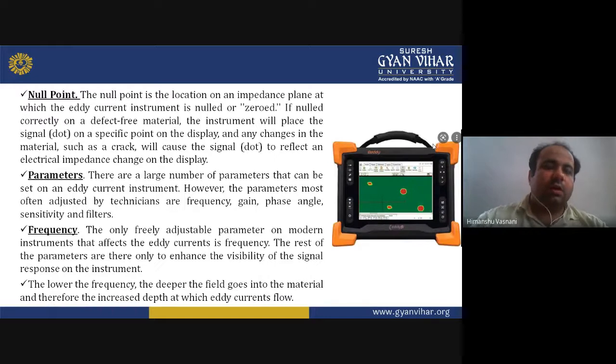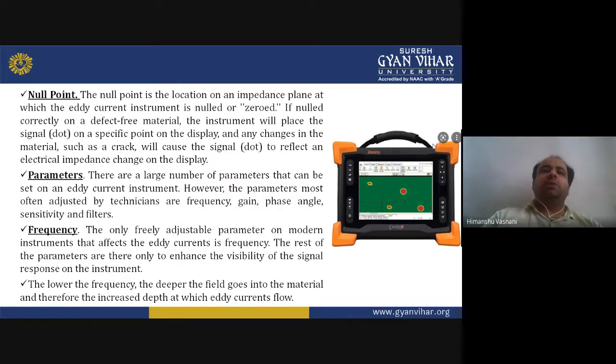Now, some terms that we should consider when thinking of eddy current testing, like the null point. The null point is a location or an impedance plane at which the eddy current instrument is nulled or zeroed. If nulled correctly on defect-free material, the instrument will place the signal dot on a specific point on the display. Any changes in the material, such as a crack, will cause the signal dot to reflect an electrical impedance change on the display.